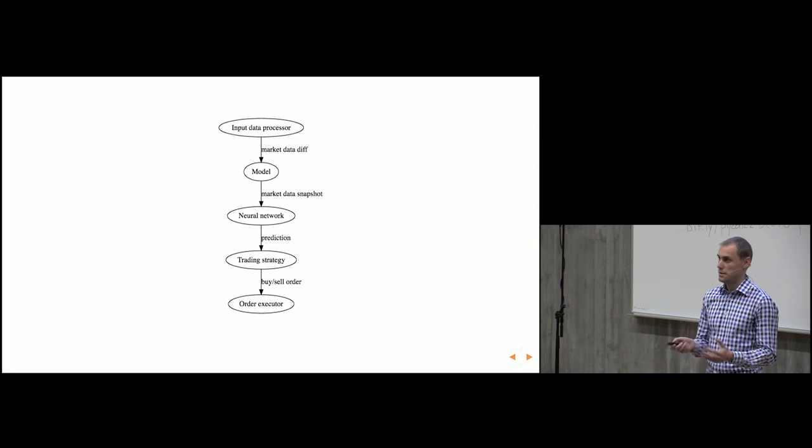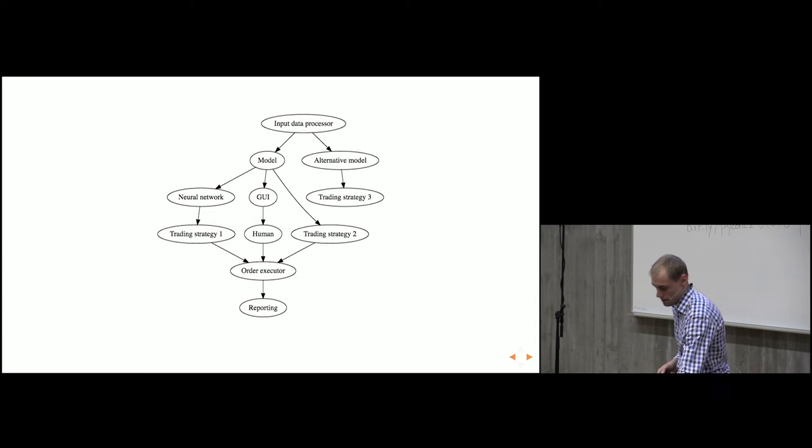Then we might have a neural network which looks at this type of input, not the incremental updates but the snapshots, makes some classifications that we happen to interpret as predictions, and sends them on to a trading strategy, which is a piece of Python code that looks at the predictions and sometimes decides to act on them by buying or selling shares in the market. So then it tells the executor, which is a component that talks to the stock exchange and transmits our commands.